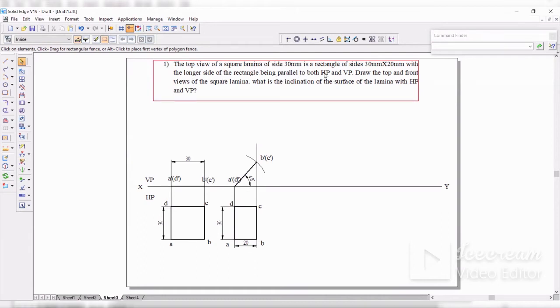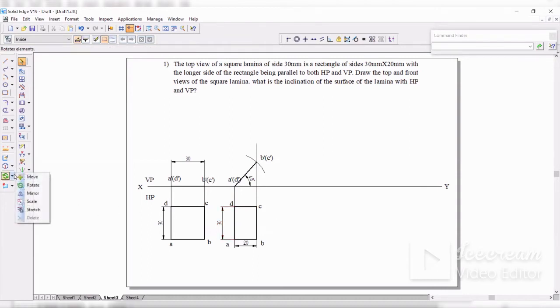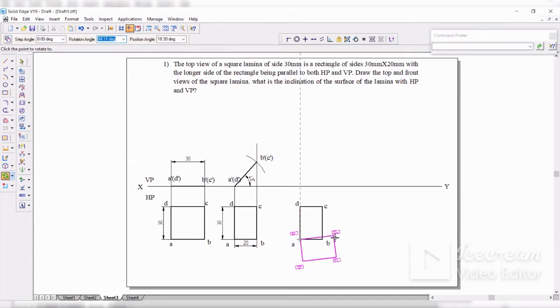Now the longer side is parallel to both HP and VP. It is parallel to HP. Can I make it parallel to VP now? To do that, I will turn this rectangle by 90 degrees. So I will take the move option first. I'll get the rectangle to come to this side first. Okay. Now I'll rotate. Now it is down.